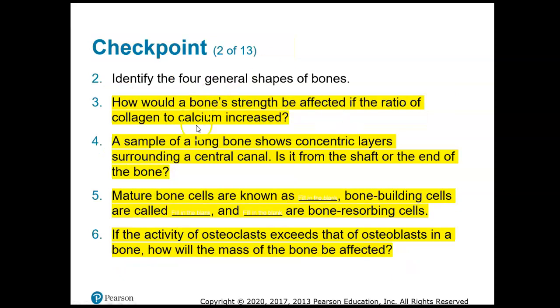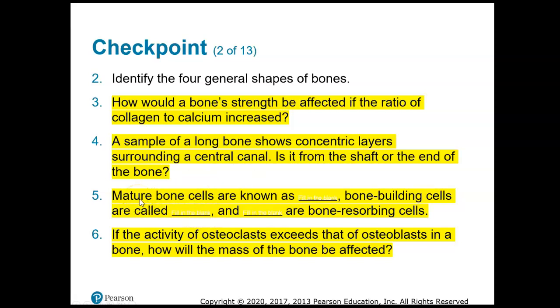All right, checkpoint questions. How would a bone's strength be affected if the ratio of collagen to calcium increased? So the strength would be less. The collagen gives more flexibility, the calcium gives more strength, so the bone would not be as strong. And question 4, a sample of a long bone shows concentric layers surrounding a central canal. Is it from the shaft or the end of the bone? It's from the shaft because that's describing compact bone tissue.